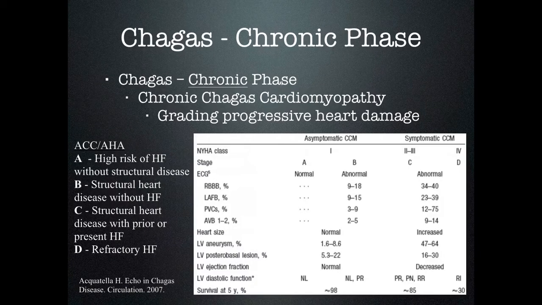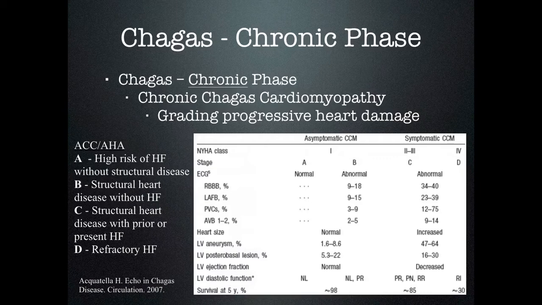The echo is also normal, and the survival at 5 years is very good, with 98% of the patients still being alive. As we go to B, there is more fibrotic replacement. The EKG becomes abnormal, thus defining stage B, with right bundle branch blocks being most common, as well as left anterior fascicular blocks. You also begin to have arrhythmias such as PVCs. The echo findings are almost always normal. There may be some evidence of an LV aneurysm or LV lesions, but almost always the LV fraction is normal. There may be the beginning of some diastolic dysfunction, which we will talk about in a few minutes, but the survival here is still very good.